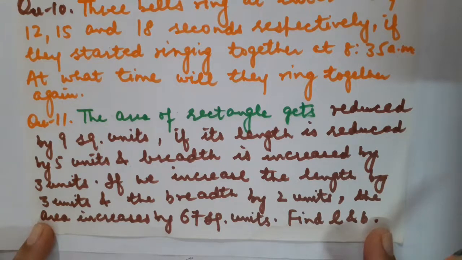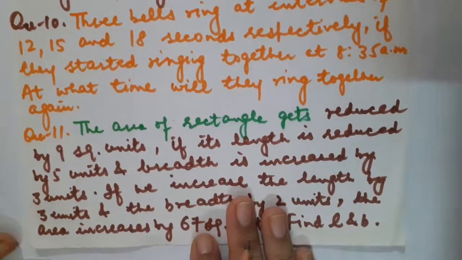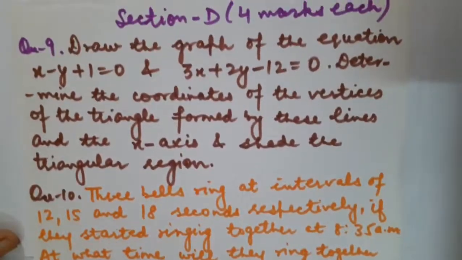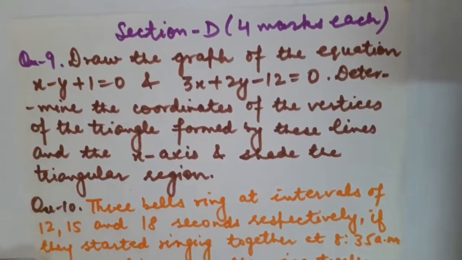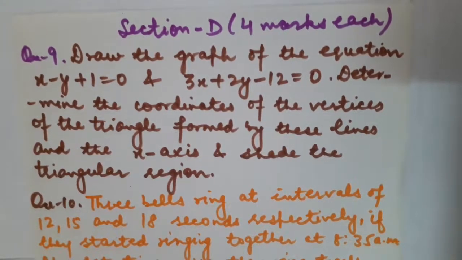And children, be honest while attempting your paper, because it is far more honorable to fail than to cheat. So children, this is your maths homework that you have to do: these 11 questions neatly on sheet, and as soon as you finish it within 1 hour, you have to mail it to me.